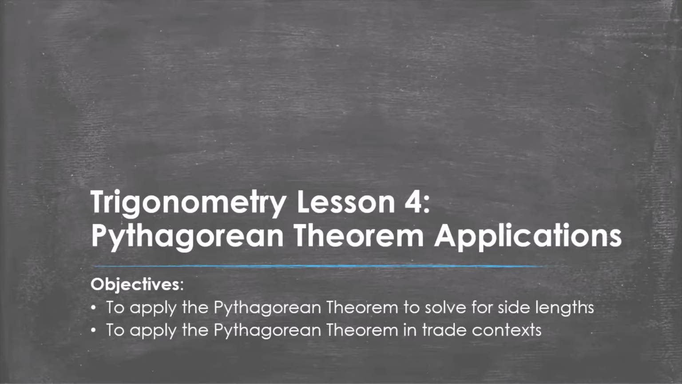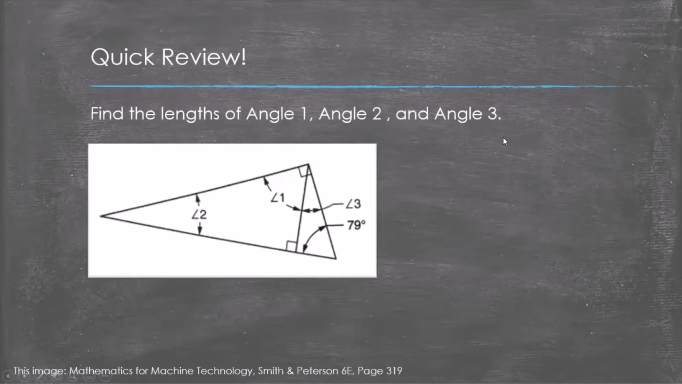So our goal today is using Pythagorean theorem to solve for side lengths, the same as we had last day, but we're going to apply it in some trade context, in particular looking at layouts. Now, what we're going to start with first is a little review question. So I want to find, sorry, it should be the measures of angles 1, angle 2, and angle 3. So we've got our little angle symbol here, angle 1, angle 2, angle 3.